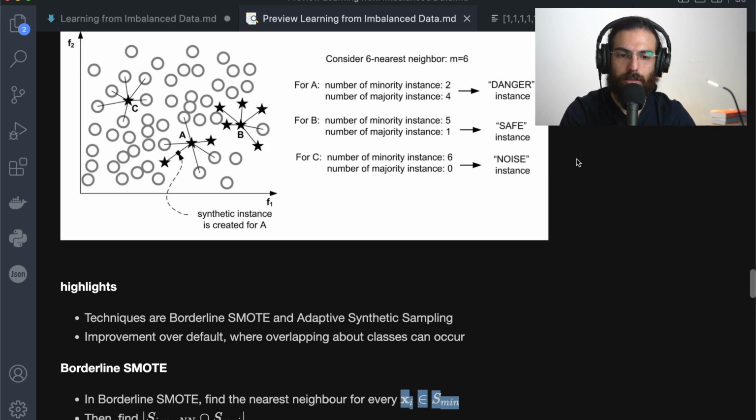And then there is the noise class, where, here we have, I don't know why they're using circles here, but it says, if the number of minority classes is 6 and there is no member of the majority class, then this is just noise. We can just leave that alone. Okay, so this is how we take SMOTE to the next level.